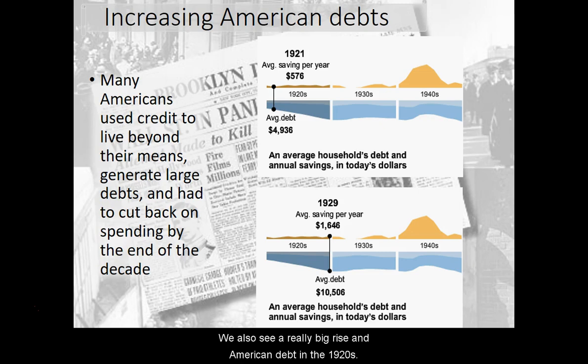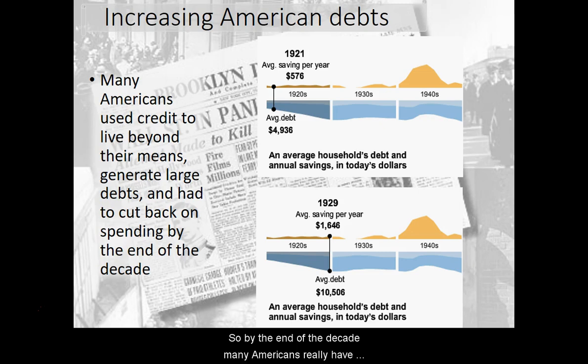We also see a really big rise in American debt in the 1920s. Many Americans start using credit for the first time. Buy now, pay later kind of concept, where you put a down payment on something and then you pay out payments in an installment plan, which is what a lot of Americans now do. But this leads to a lot of people living beyond their means, really buying things that they can't actually afford. This generates large debt, and debt is when you owe money to somebody else.